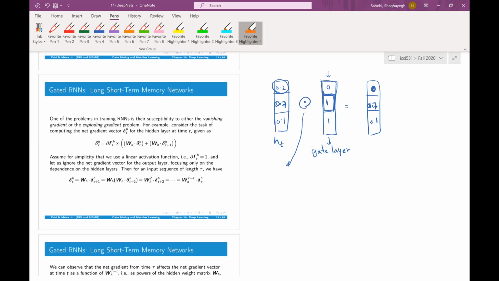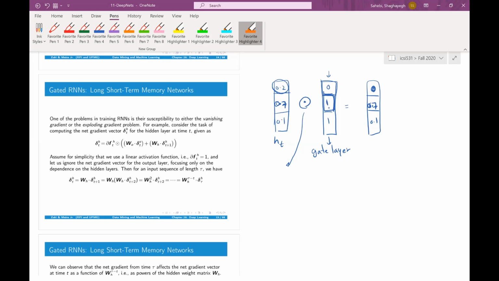Because of this kind of memory situation, the name comes from long and short-term memory. It's basically going to keep a long set of dependencies, but they're going to be stored in a short-term memory, and they're going to be used later. The values that are in the gate layer, the zeros and ones, for example, the network is going to learn these values.